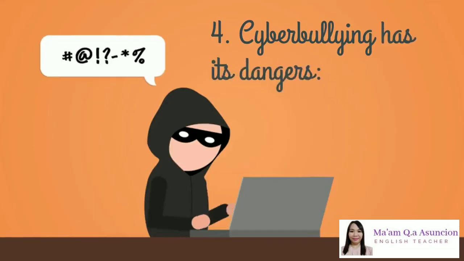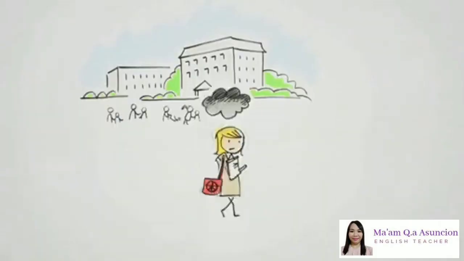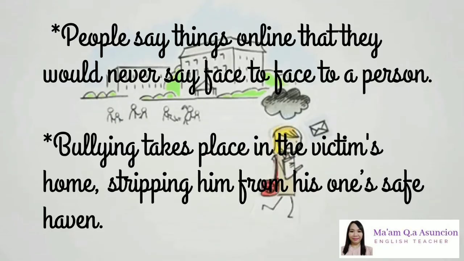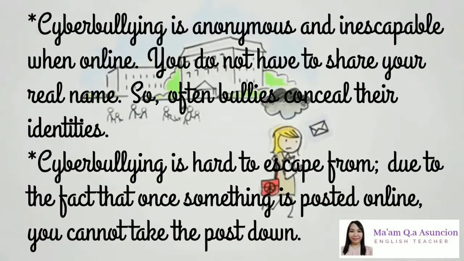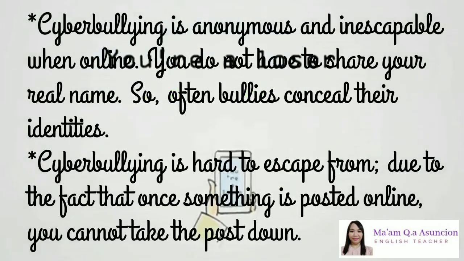Number 4. Cyberbullying has its dangers. People say things online that they would never say face-to-face to a person. Bullying takes place in the victim's home, stripping him from his one safe haven. Cyberbullying is anonymous and inescapable. When online, you do not have to share your real name, so often bullies conceal their identities. Cyberbullying is hard to escape from, due to the fact that once something is posted online, you cannot take the post down.